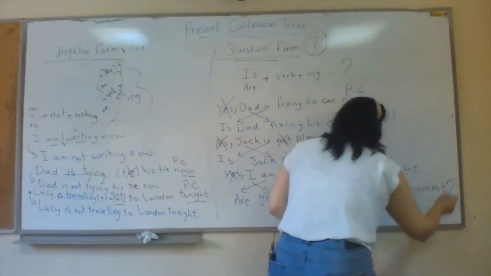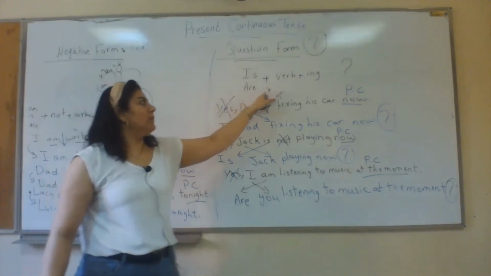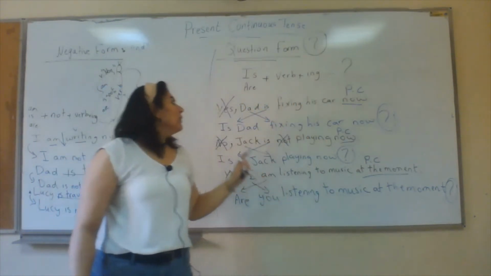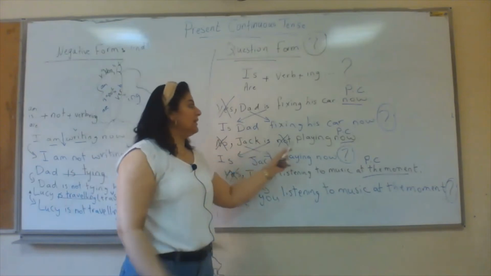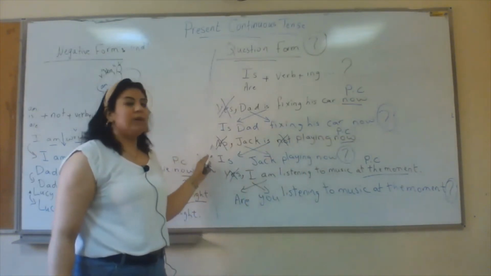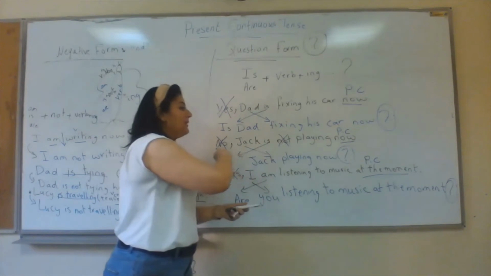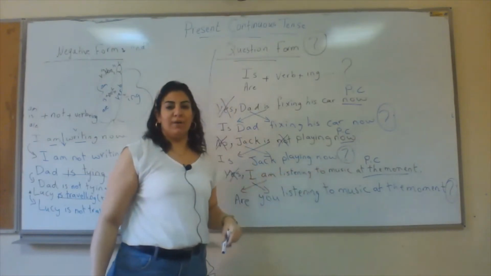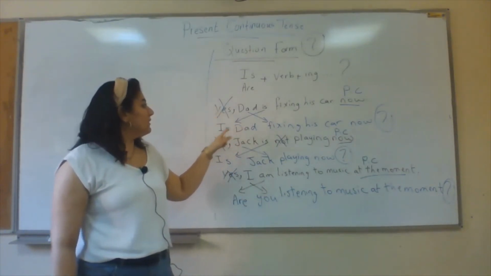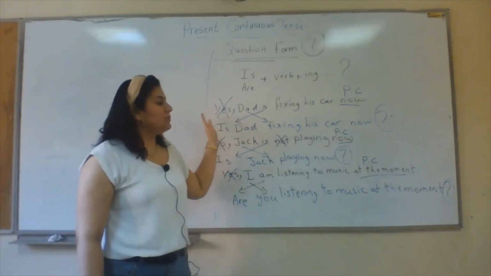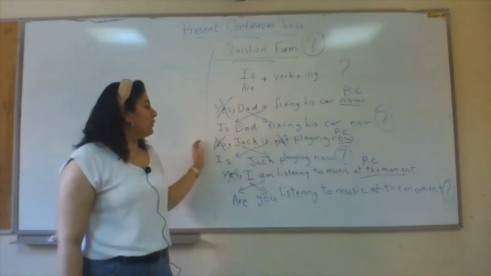And the question mark. So here, the question form, I will start with is or are, verb and ing, the rest of the sentence, and a question mark. If the sentence is yes, I will cross yes, make a scissors, the rest of the sentence and question mark. If the sentence is in the negative form, like no and not, I will cross no and not, make a scissors, the rest of the sentence and question mark. So this is the yes and no questions. I'll make a scissors, cross yes, like this, or cross no and not, like this.